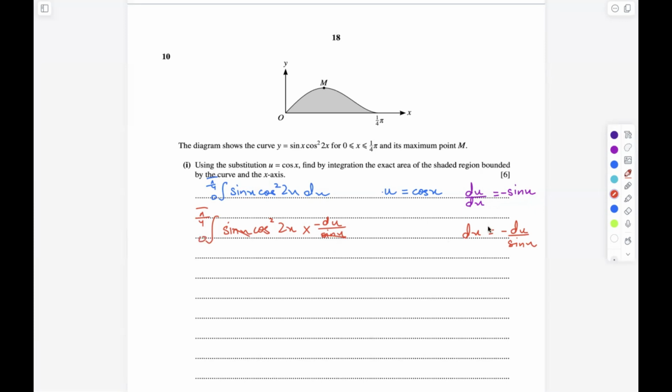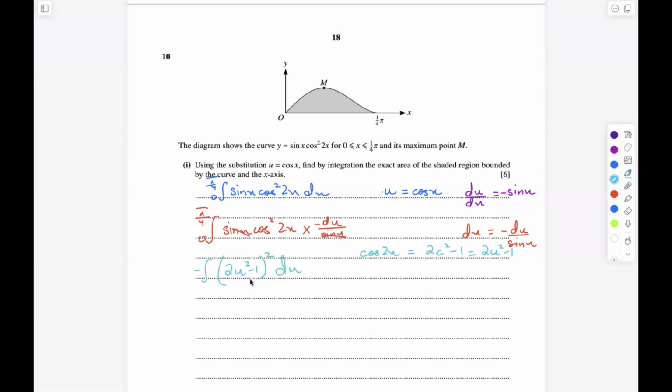Now we are left with cos squared 2x, and as the substitution is u equals cos x, we know the identity cos 2x is equal to 2 cos squared x minus 1. In place of cos squared x, we can put u squared. So this will become 2u squared minus 1, and as it is a whole square, we put a square over it, with minus du.